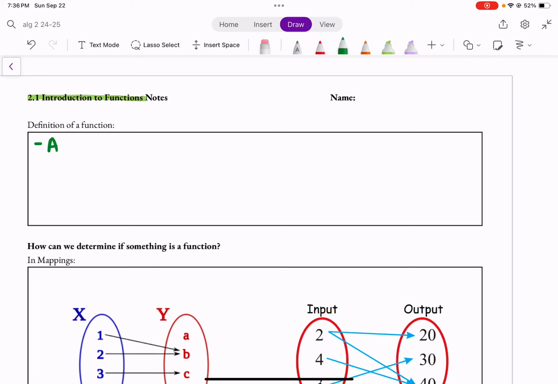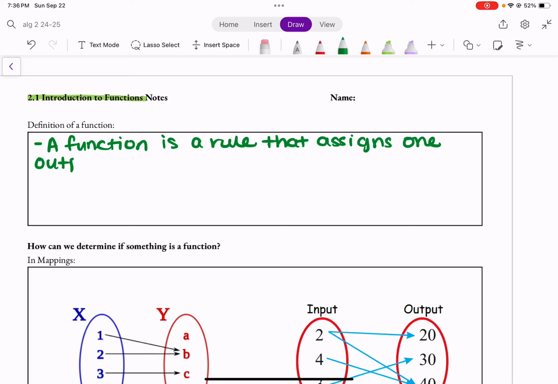So a function is a rule that assigns one output, which we also call the y, for every input, which we call the x. And so again, there's one output for every input.